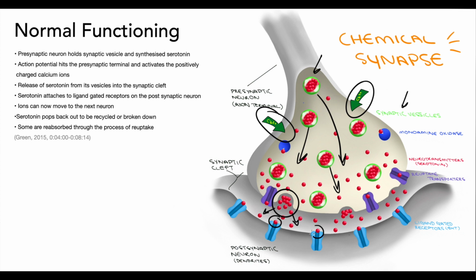Serotonin can then attach to the ligand-gated ion receptors on the postsynaptic neuron. Ions can now travel through down to the next neuron. At some point in this process, serotonin pops back out of the receptors. In the cleft, they can either be taken away by glial cells, or through the act of reuptake, brought back into the presynaptic neuron. Serotonin will either be recycled or broken down by an enzyme, in this case, monoamine oxidase.